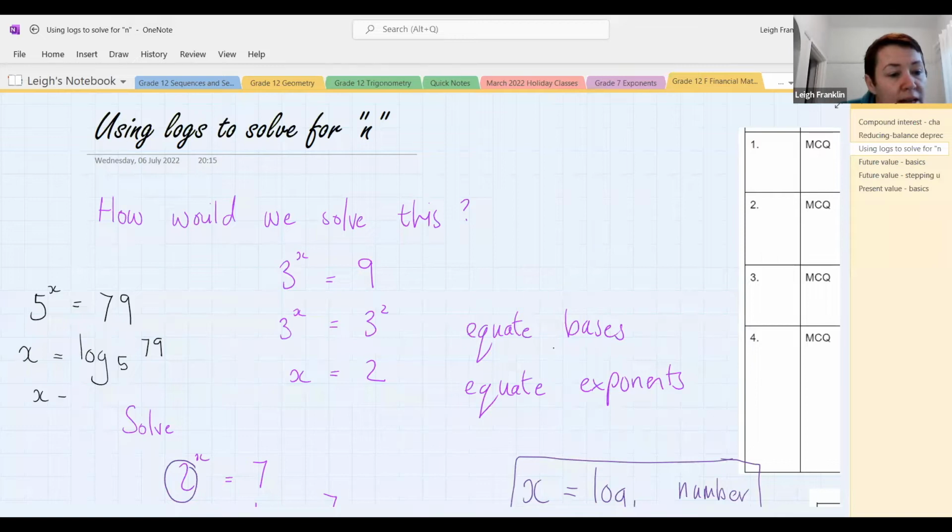So in this case, x is going to be equal to 2,71. And that makes sense to us because 5 squared is 25, isn't it? And 5 to the power of 3 is 125. So 79 is somewhere in between these two. It's between 25 and 125. So it makes sense to us that it would be at around 2.7, because obviously it is a little bit closer to 125 than it is to 25.